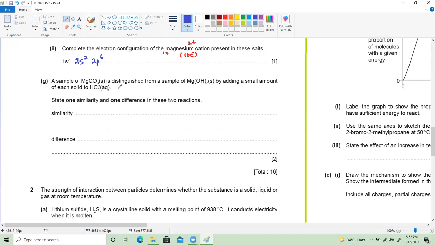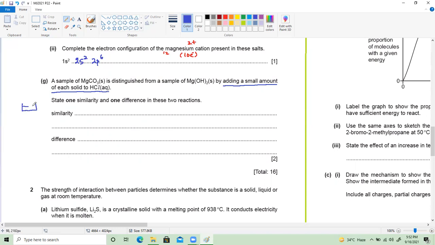Part G. A sample of magnesium carbonate is distinguished from a sample of magnesium hydroxide by adding a small amount of each solid to HCl. State one similarity and one difference in these two reactions.